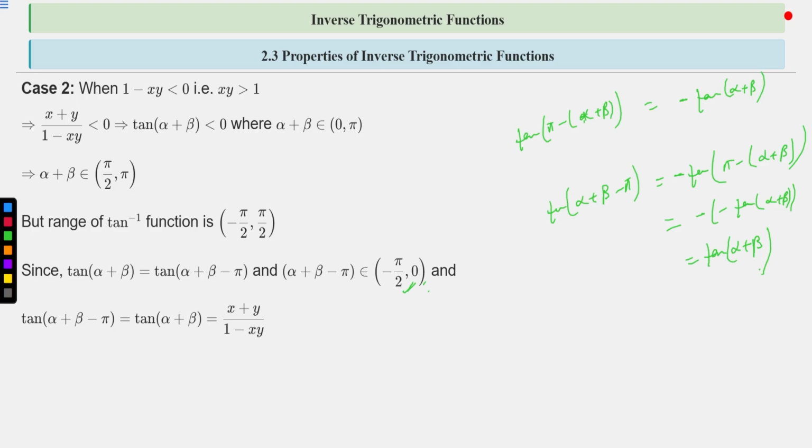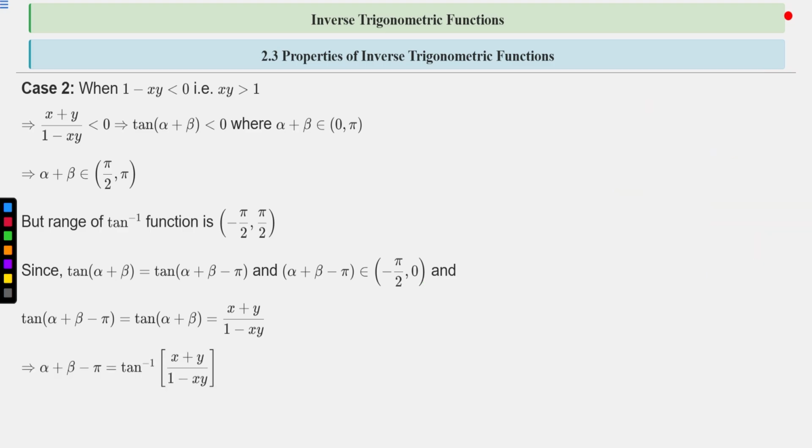Tan of (alpha plus beta minus pi) is equal to tan of (alpha plus beta), which is equal to (x plus y) upon (1 minus xy), right? So we can say that alpha plus beta minus pi will be equal to tan inverse of (x plus y) upon (1 minus xy). Therefore, alpha is basically, see, we will move this pi to this side. So the right hand side will be pi plus tan inverse of (x plus y) upon (1 minus xy).